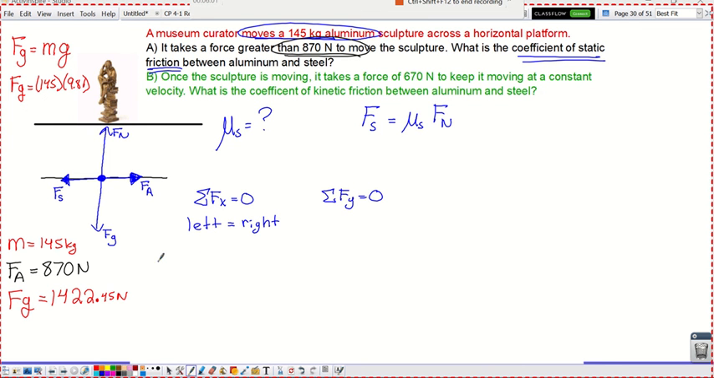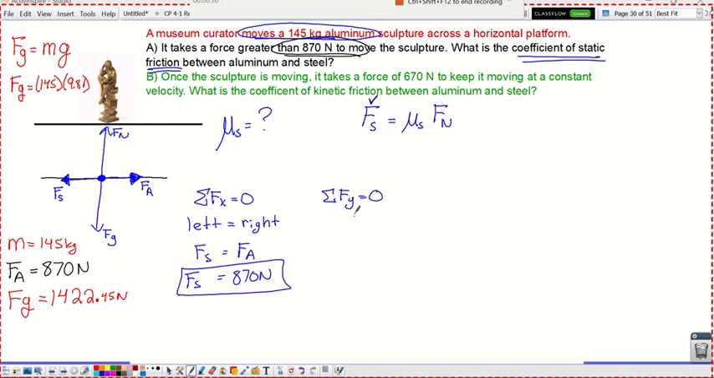Well, what forces are pointing to the left? There's only one, static friction. What forces are pointing to the right? There's only one, the applied force. All right, so this is going to help us figure some things out. The applied force is 870 newtons. Well, that means we now know static friction is 870 newtons. They have to balance each other out because it's in equilibrium. It's not moving. So we now know static friction.